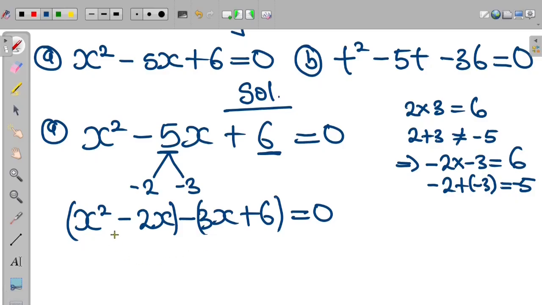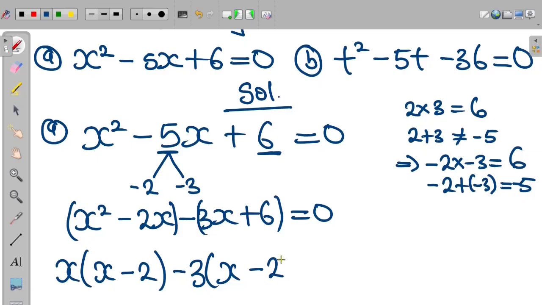Now, if you look at the first bracket, the common term there is x, so we can factor out x. So we have x, open bracket, x minus 2, close bracket, minus, also at the second bracket, the common term is 3, so we factor out 3. So we have 3, open bracket, x minus 2, close bracket, equal to 0. Please take note of the sign that changed, because minus 3 times x is minus 3x, and minus 3 times minus 2 is plus 6.